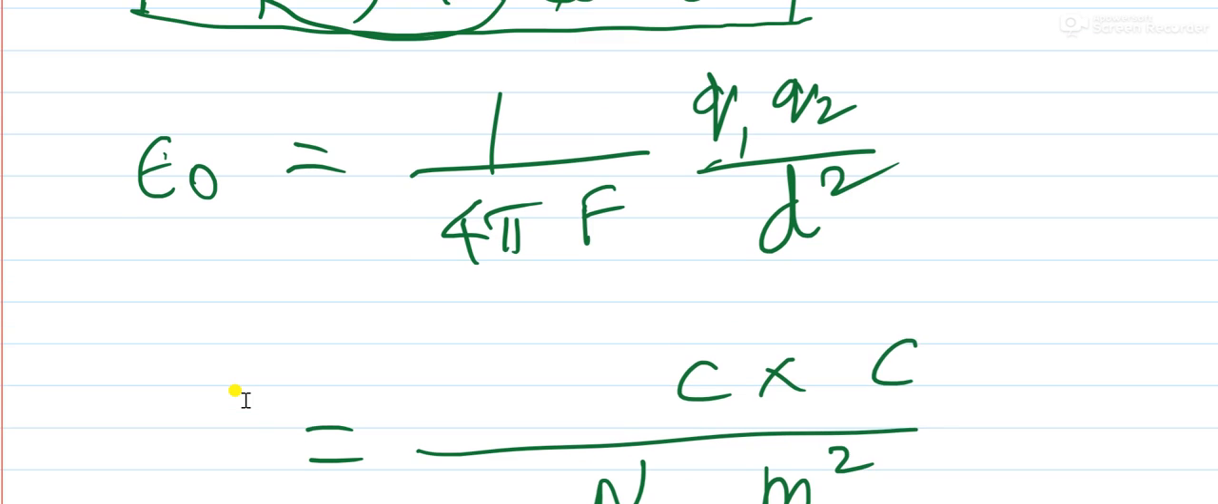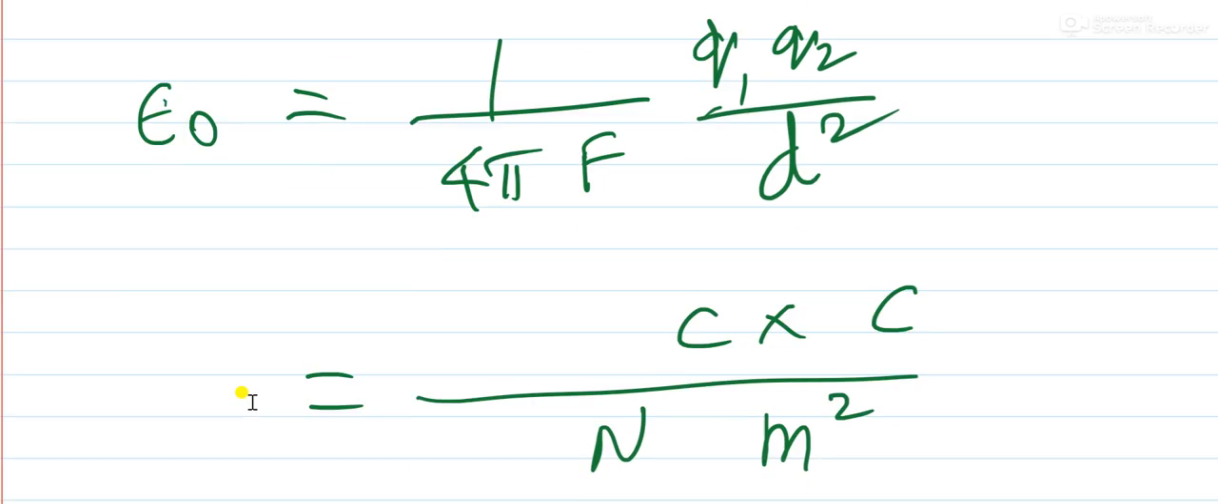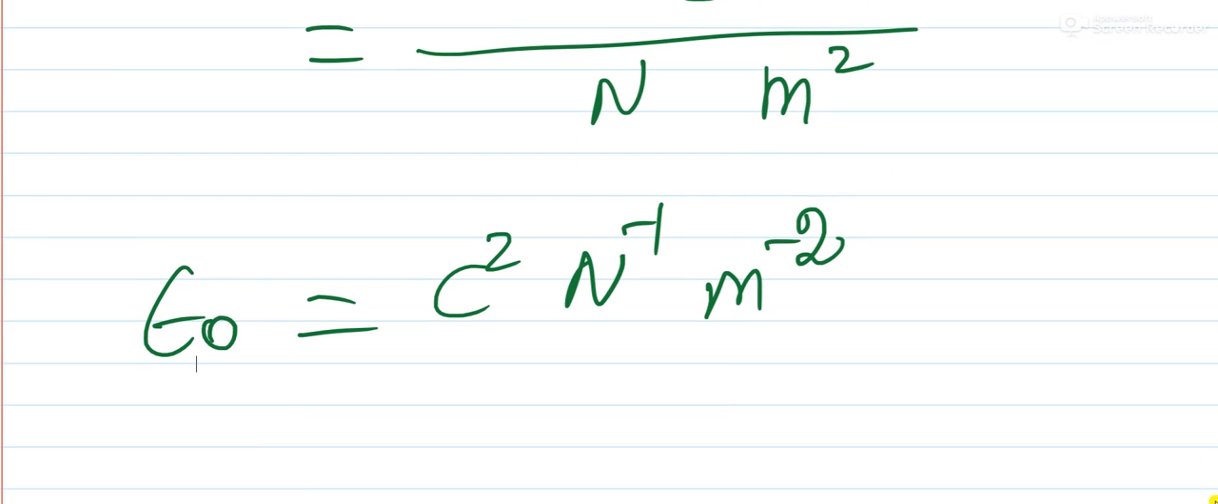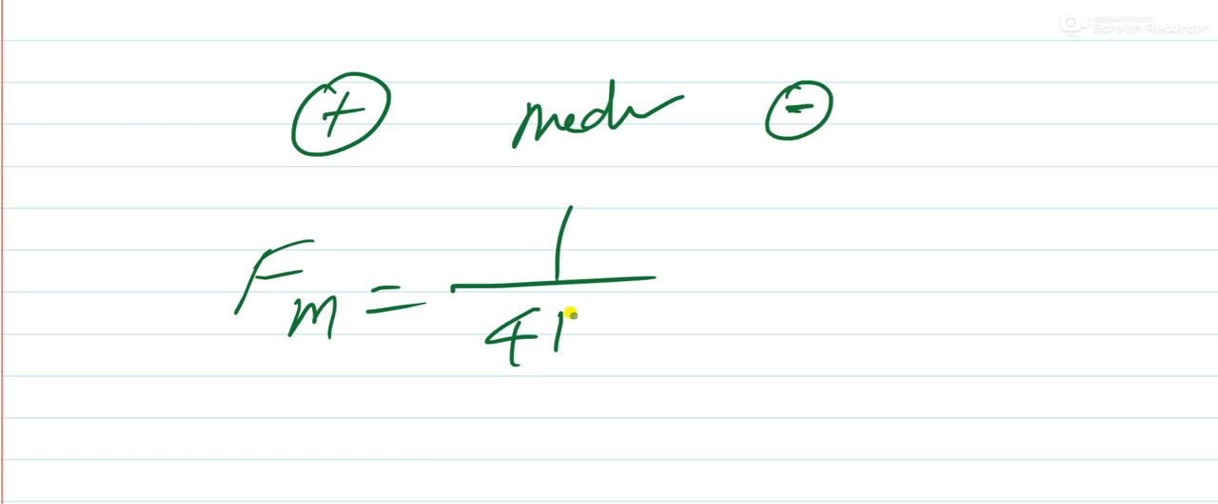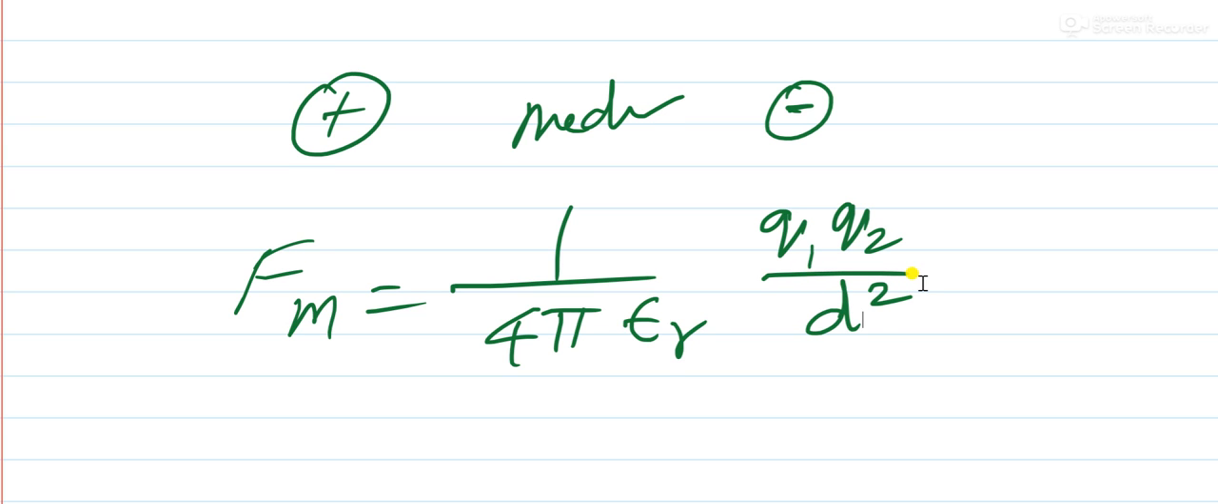It is called permittivity, an electric field constant. Permittivity of free space means that in between the two charges there is a vacuum. In case there is some medium between the two charges, instead of air or vacuum, say helium or some other medium, what will the force be? The force in a medium is 1 divided by 4 pi, and instead of epsilon naught you take the relative permittivity, q1 q2 divided by d square. The same formula is modified like this.